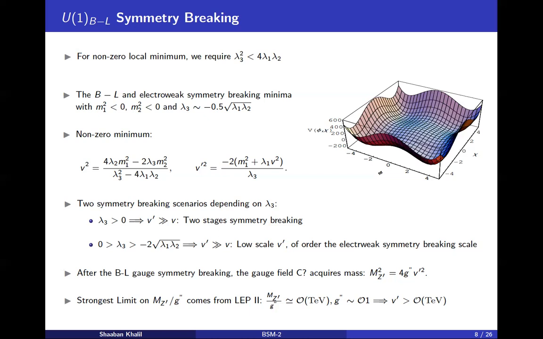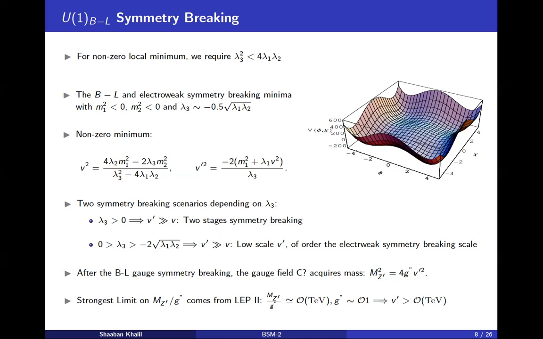Again, lambda 3 can be positive or negative, depending on the details. Even if you take it negative, but larger in magnitude than minus 2 square root lambda 1, you get v prime much larger than v, a low-scale v prime of the order of the electroweak scale, 1 TeV or so. But the second option is when you take lambda 3 positive, then v prime will be quite high scale.